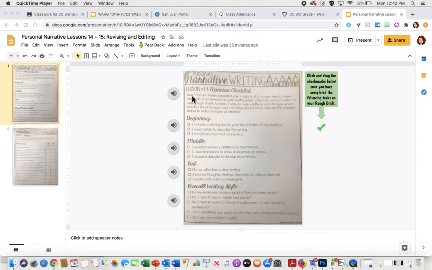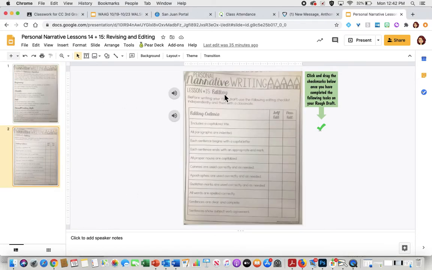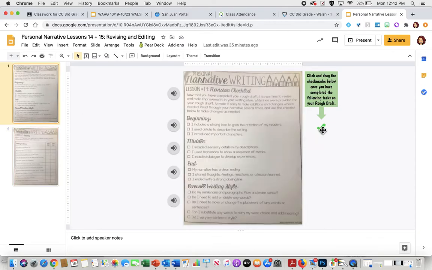You are going to see that you have a little checklist for both revising as well as editing. Your job is to take these little check marks, and after you've completed a task, you are going to click and drag it over to the check mark. You only click and drag it once you have completed that job. If you have not completed that job, please do not check it off, because otherwise you're telling me you've completed something that you haven't. So keep that in mind.